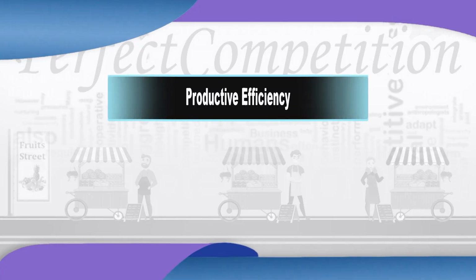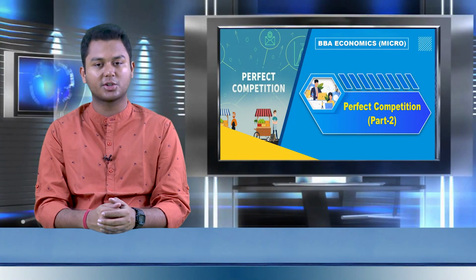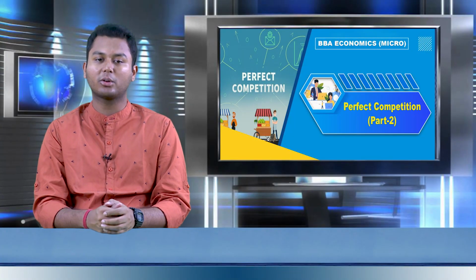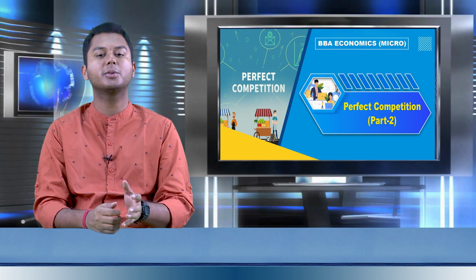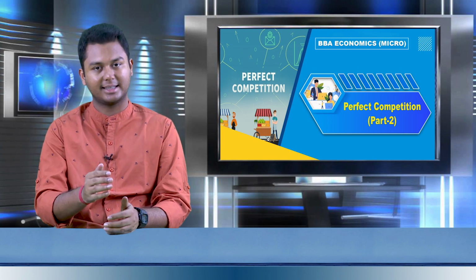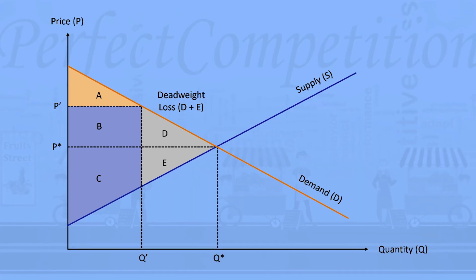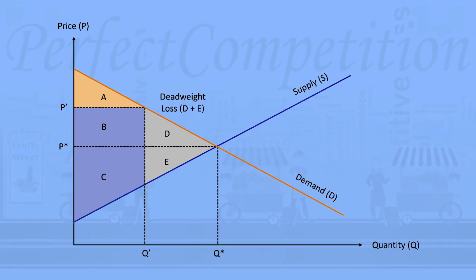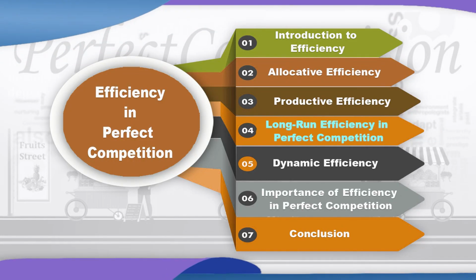If we look at the implications of this, then productive efficiency ensures that resources are not wasted in the production process, allowing firms to produce the maximum output at the lowest possible cost. This leads to lower prices all over for consumers and higher levels of output in the market, thus contributing to overall economic welfare.